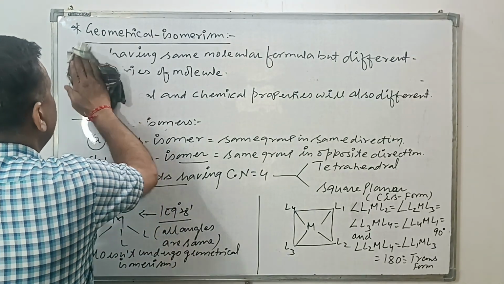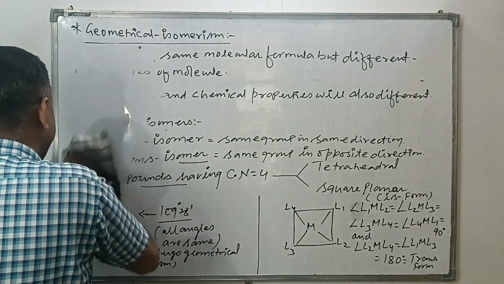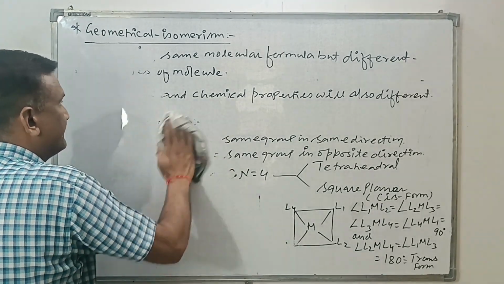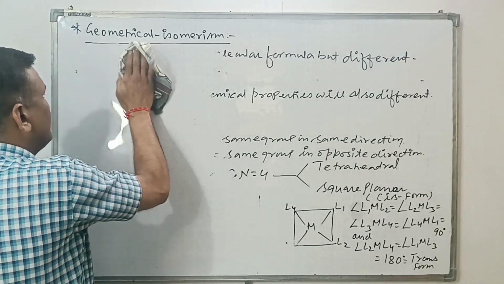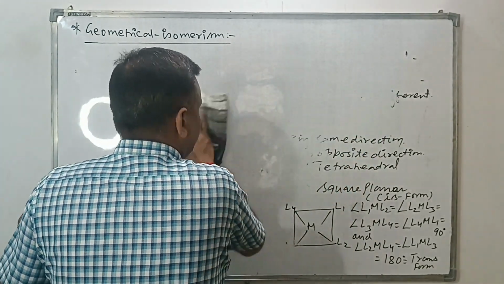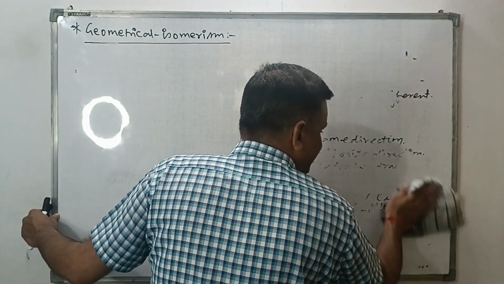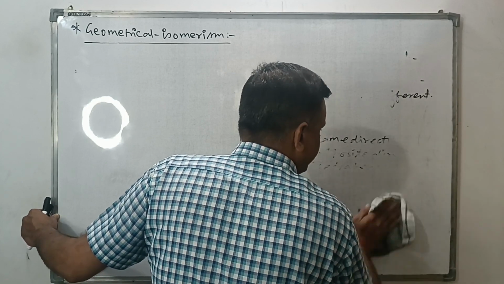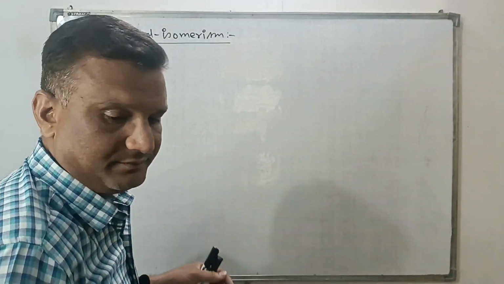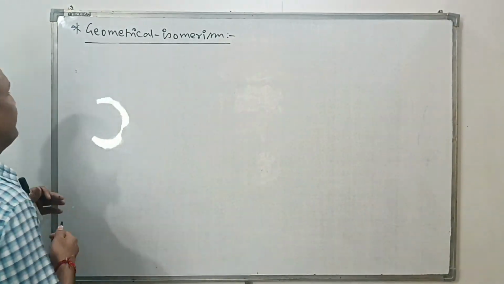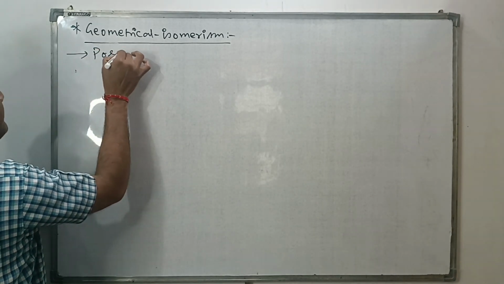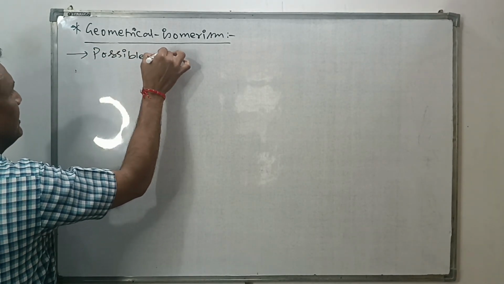Now we'll go with the possible formulas regarding square planar geometry. There are a lot of examples and a lot of arrangements or geometries. Listen to me carefully. This is the first possible formula.